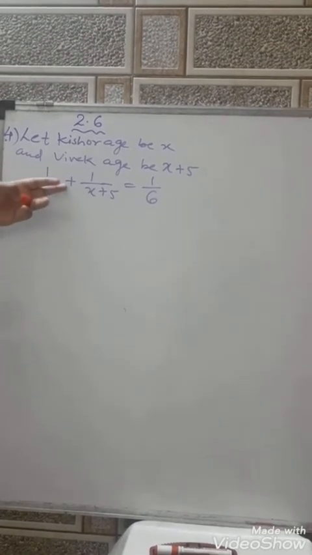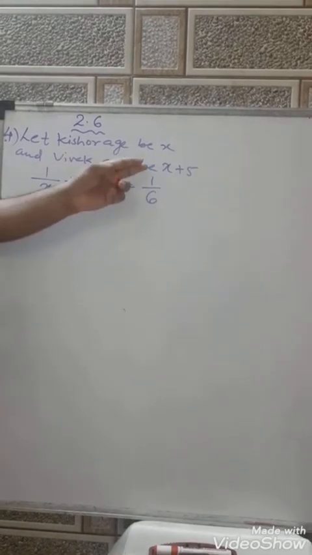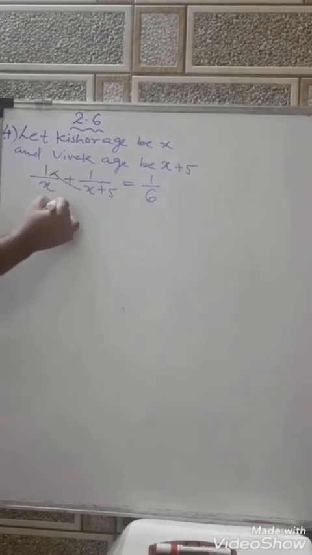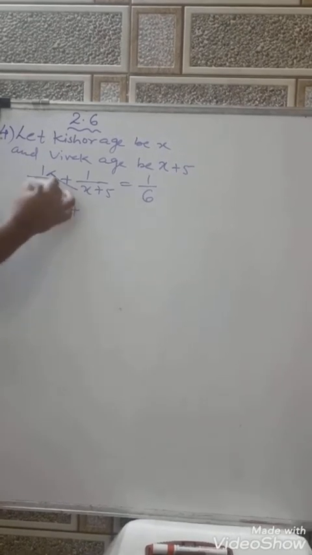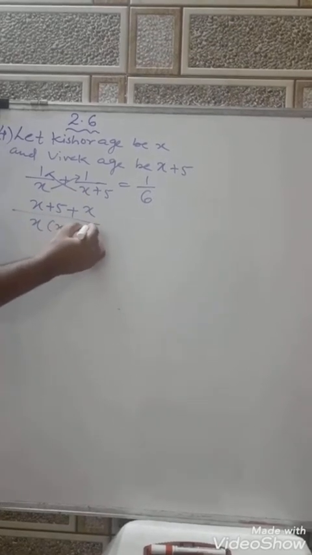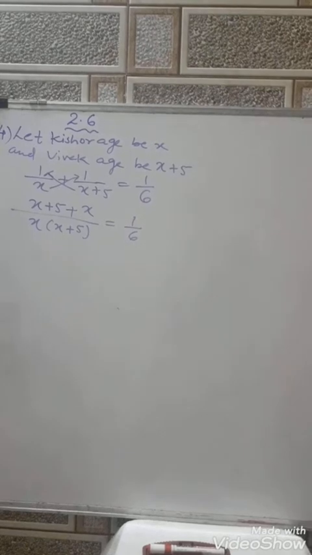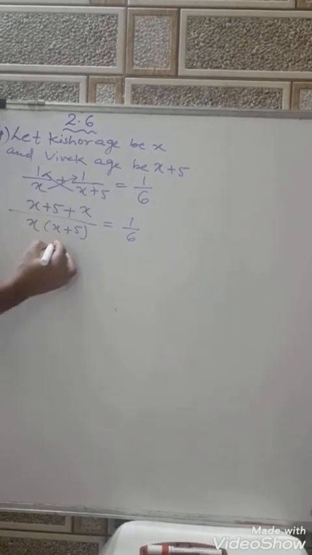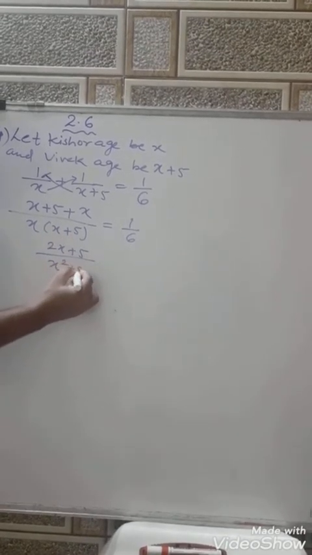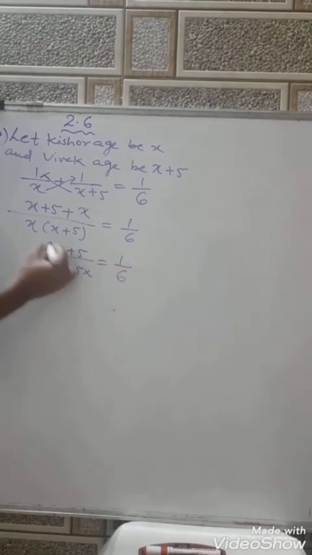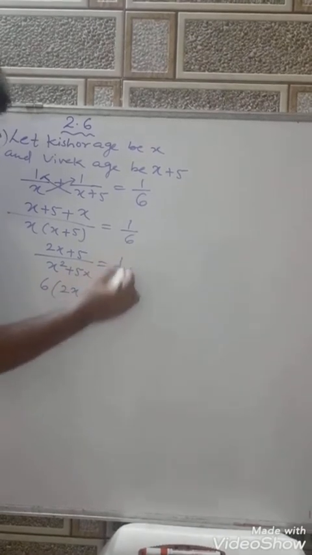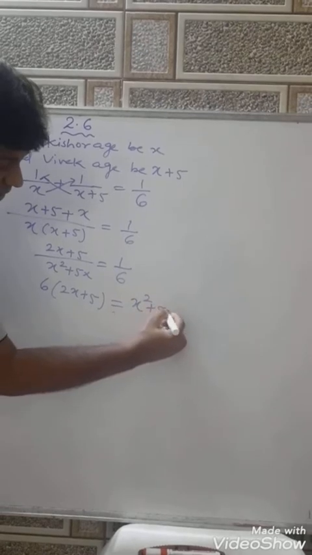1 upon x plus 1 upon x plus 5 equals 1 upon 6. Now do the cross multiplication. So x plus 5 multiplied with 1, x multiplied with 1, that is x upon x into x plus 5, that equals 1 upon 6. Here we add the like terms, so we get 2x plus 5. The whole multiplied with this, you get x square plus 5x equals 1 upon 6. Now shift the 6 to this side, you get x multiplied with 2x plus 5, and this whole term multiplied with 1, so you get x square plus 5x.